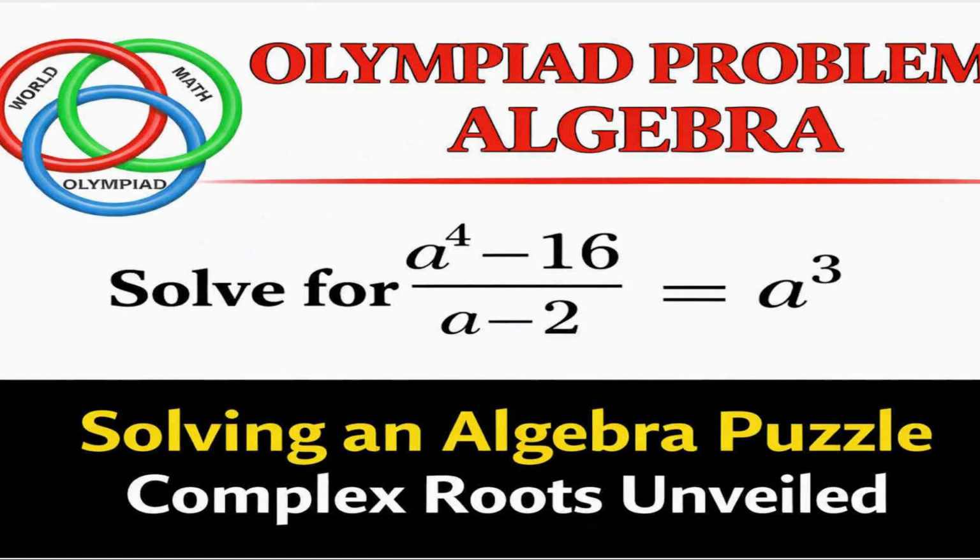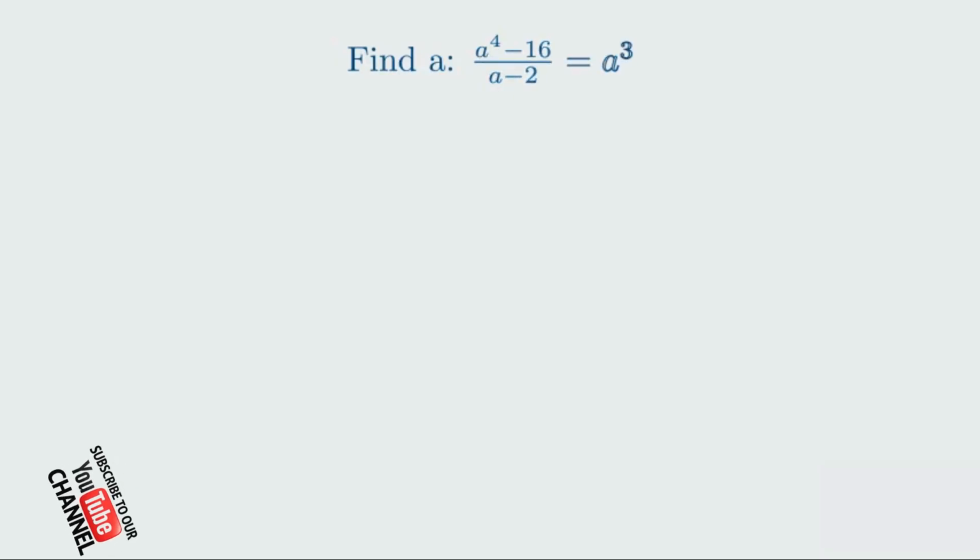It's often presented as a Harvard University entrance exam question, but the truth is, it's a great example of how to combine algebra and logical reasoning to find a solution. The problem asks us to find the value of a in the equation: (a^4 - 16) / (a - 2) = a^3.